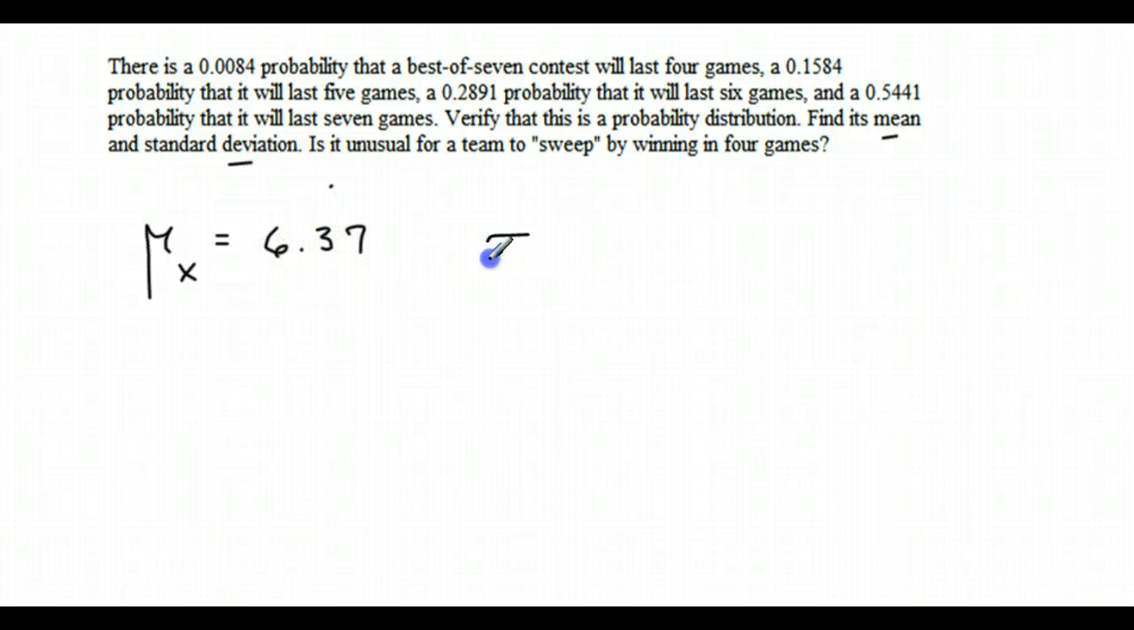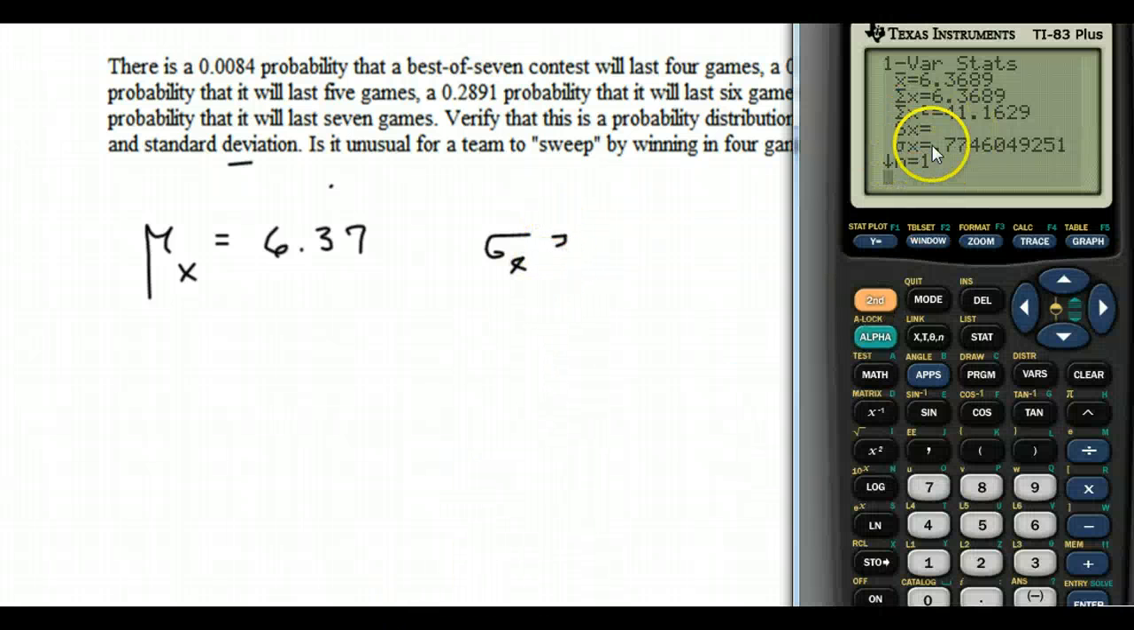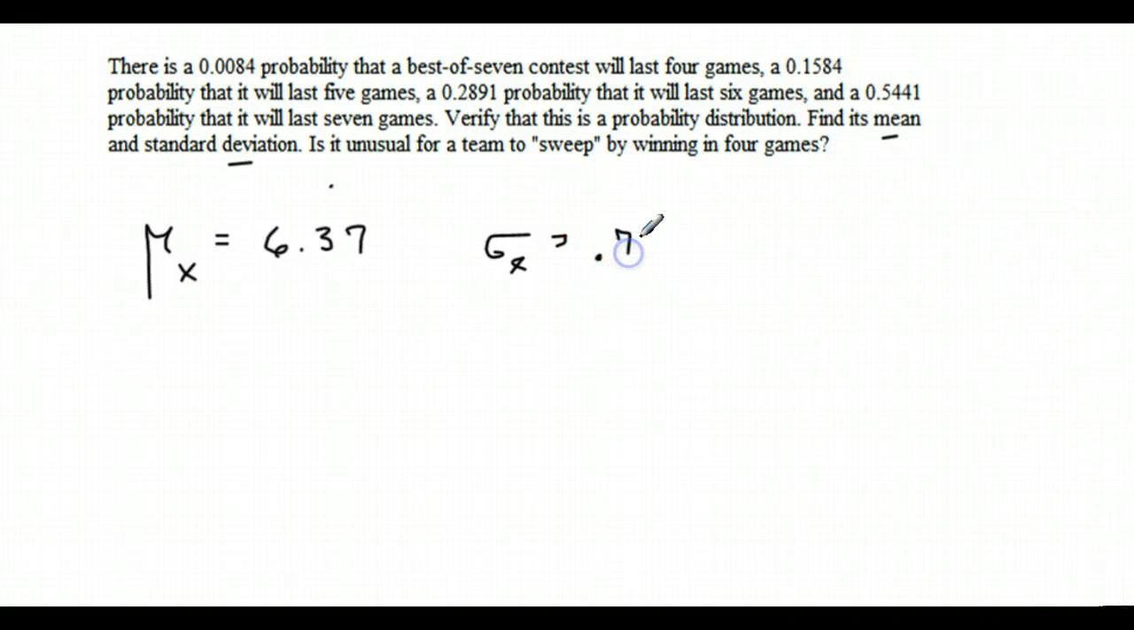And then the standard deviation is equal to 0.775 roughly. Alright, so the expectation is this will go on average 6.37 games that'll be played in this series, and then that's the standard deviation. Now, is it unusual for a team to sweep, winning in 4 games? Yes. I mean, there's the probability of a sweep, 4 games.